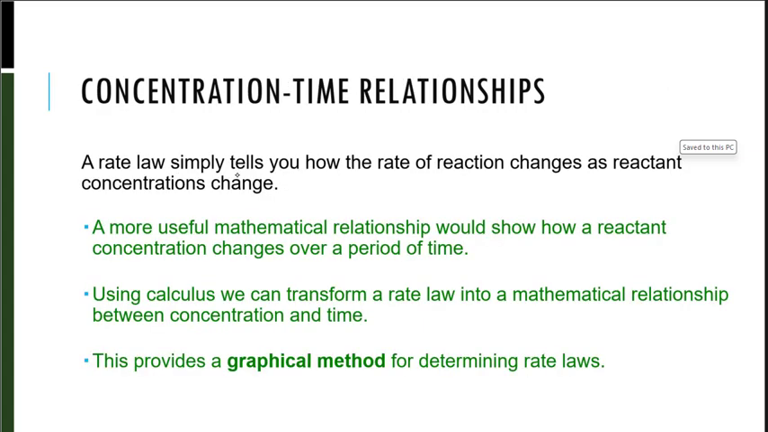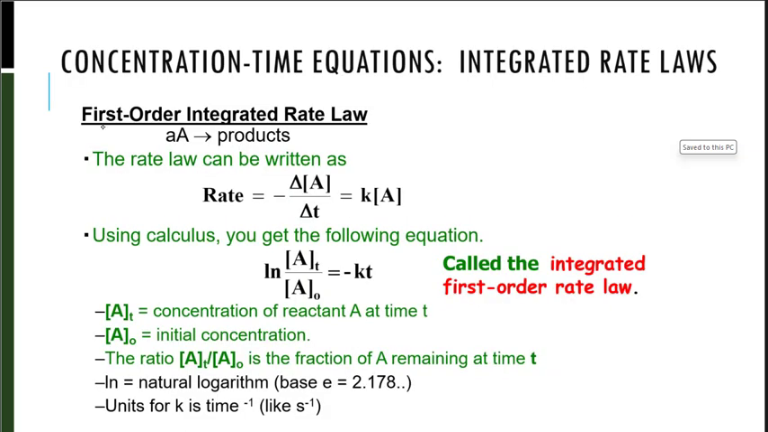A rate law simply tells you how the rate of a reaction changes as reactant concentrations change. A more useful mathematical relationship would show how a reactant concentration changes over a period of time. Using calculus, we can transform a rate law into a mathematical relationship between concentration and time. This provides a graphical method for determining rate laws. Let's look at our first order integrated rate law.